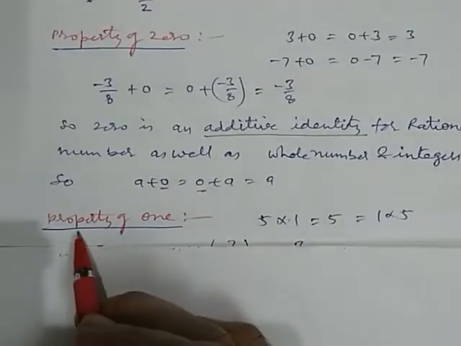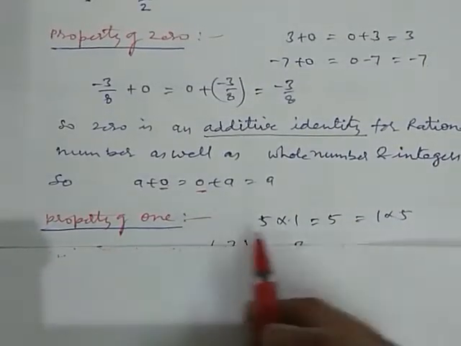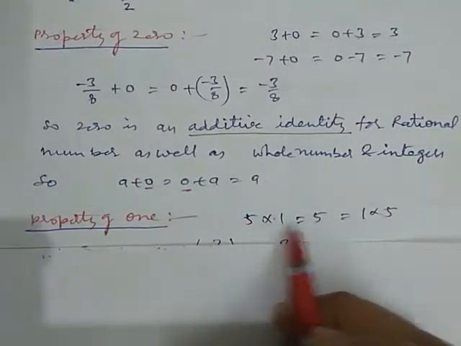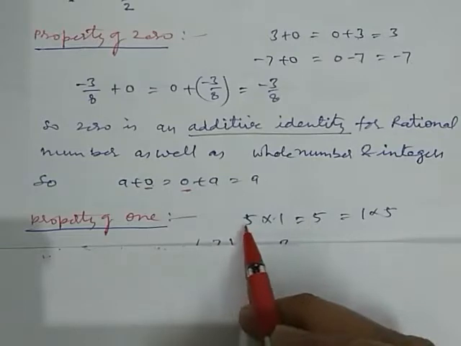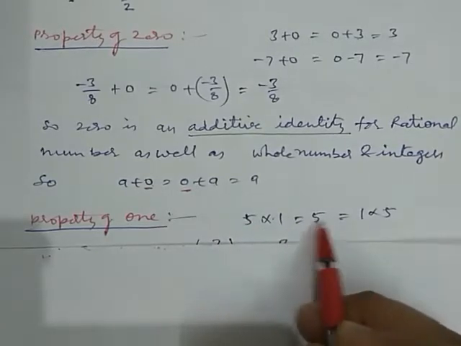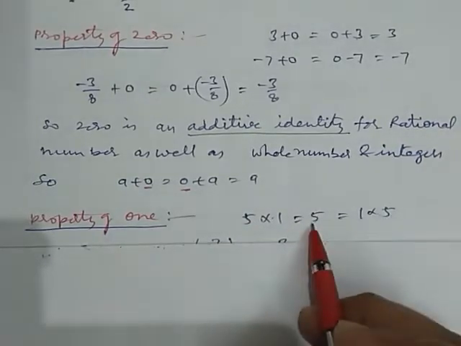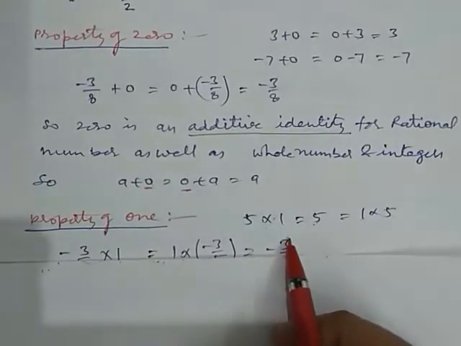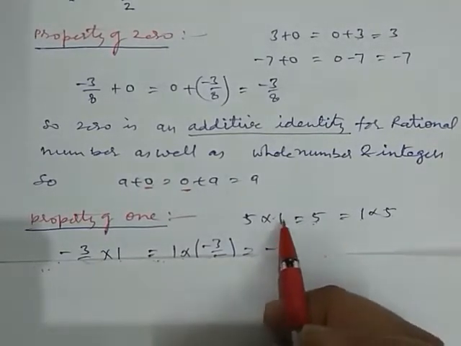Now we check the property of 1. When we multiply any number by 1, we get the same number. Here 5 into 1 equals 5, and 1 into 5 equals 5. So here 1 is what? 1 is the multiplicative identity.